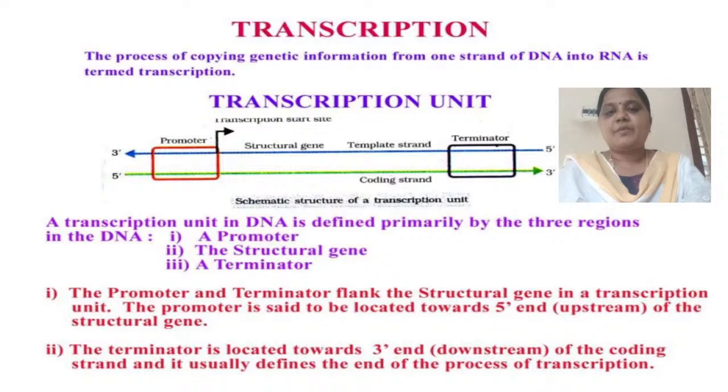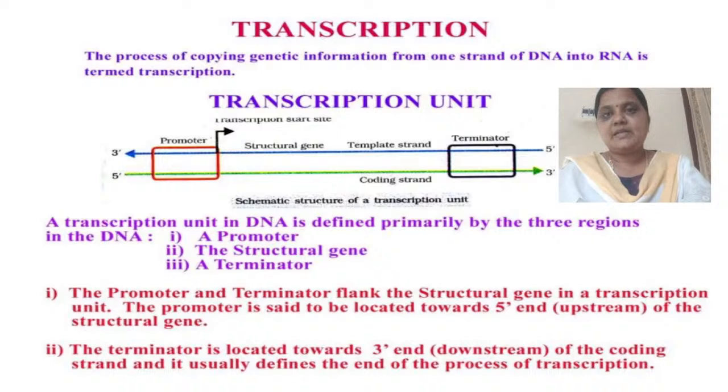The promoter and the terminator flank the structural gene in a transcription unit. The promoter is said to be located towards the 5' end. If you see in the diagram, this promoter is located towards the 5' end, that means upstream of the structural gene. And this is the DNA sequence that provides the binding site for RNA polymerase.